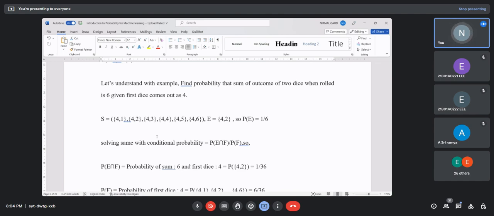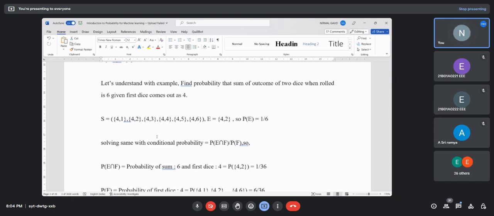So let us consider a good example. Suppose you need to find the probability that the sum of the outcome of two dice when rolled is 6, given the first dice comes out as 4. The first outcome is already given: you are going to roll two dice, and in dice number 1 you got 4. I need to check what is the probability that I am going to have 6 as an outcome.